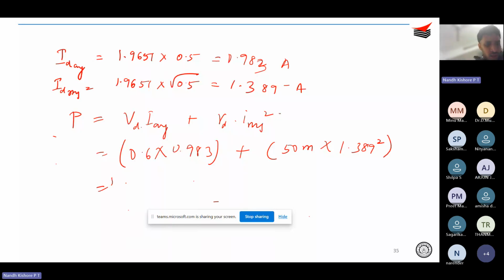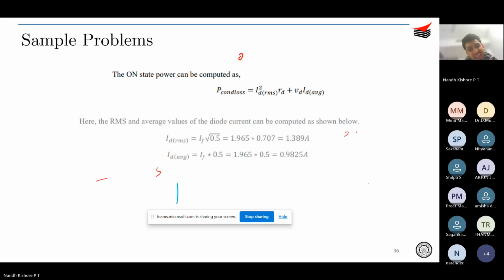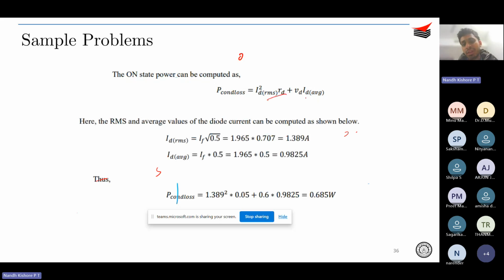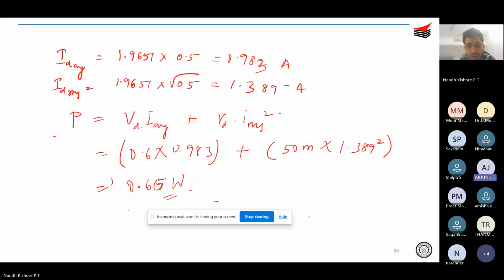Yeah. So around 0.66 watts. Okay. Yeah. So this is what they have done as well. That is conduction losses I square R plus VD into ID average. So ID RMS is computed as I into root over D. I average is I into D. So ID average are computed, and finally the conduction loss is computed to be 0.685 watts. Okay. We got 0.66 watt. Yeah. It's almost same.